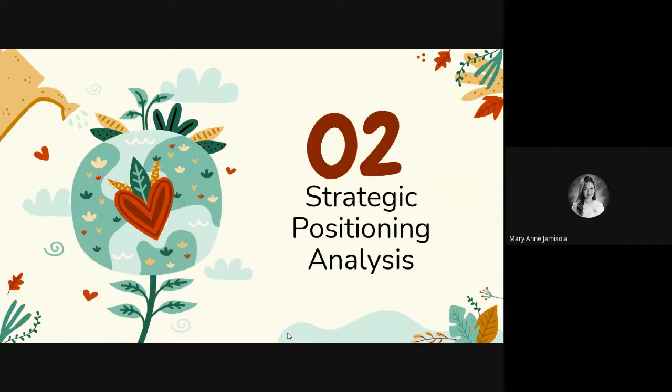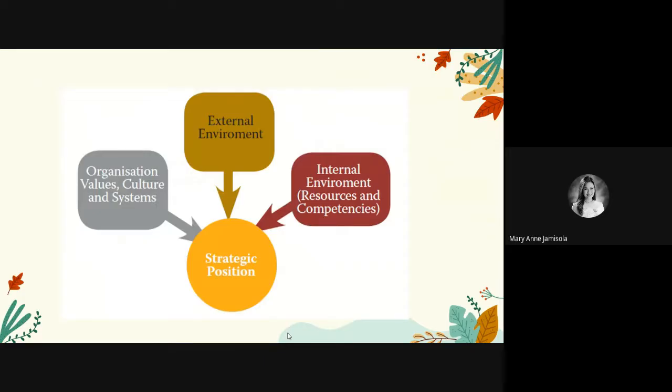The following factors affect the strategic position of a company. Our strategic position is affected by our organization values, culture, and systems, our external environment, and internal environment comprising of our resources and competencies. The organization values, culture, and systems is easily determinable because these are all internal information. The internal environment consisting of resources and competencies can also be determined using existing company data.